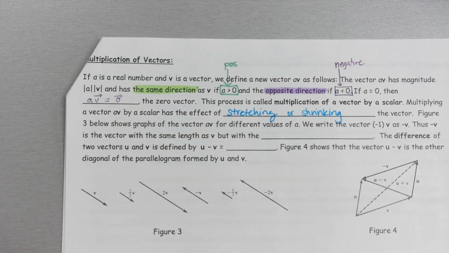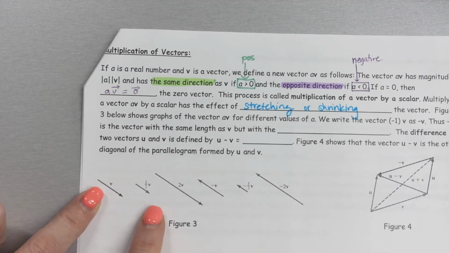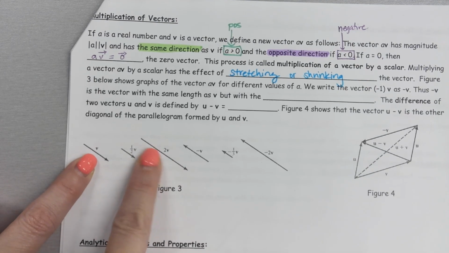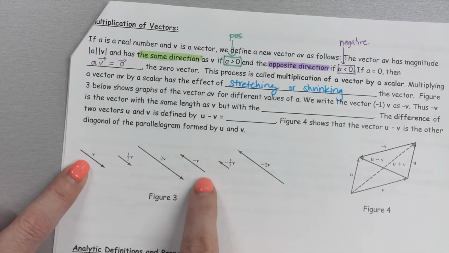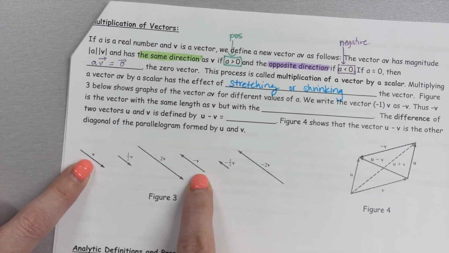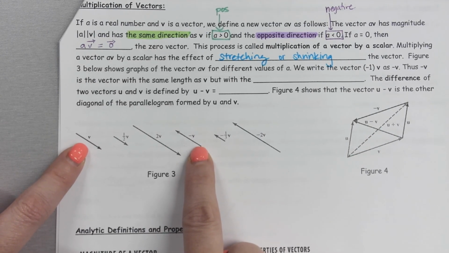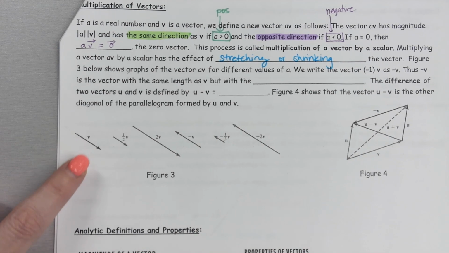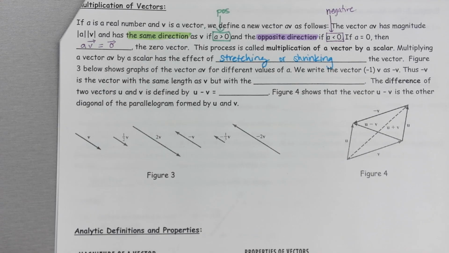Figure 3 is going to show graphs of vector AV for different values. We're going to write the vector -1 as negative V, and we're going to look at those values as well. So if this is V, half of V is going to be half the size. 2V is twice the size. If you have the negative, it goes in the opposite direction, but it's the same length. This would be the opposite direction and 1/3 of the size, the opposite direction and twice the size.